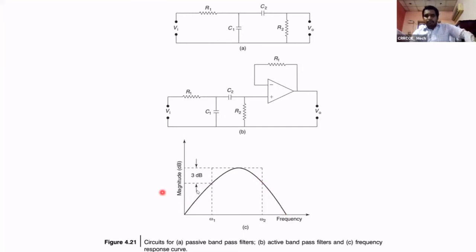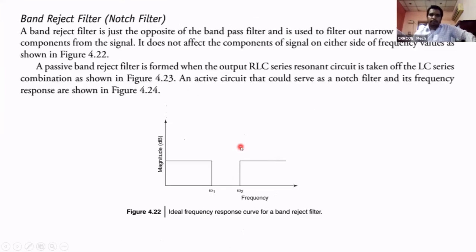Means between omega 1 and omega 2, we have a certain output, because we are allowing the frequencies between omega 1 and omega 2. This is the frequency response curve for the band pass filter. Next one, band reject filter. The band reject filter is the reverse of the band pass filter.